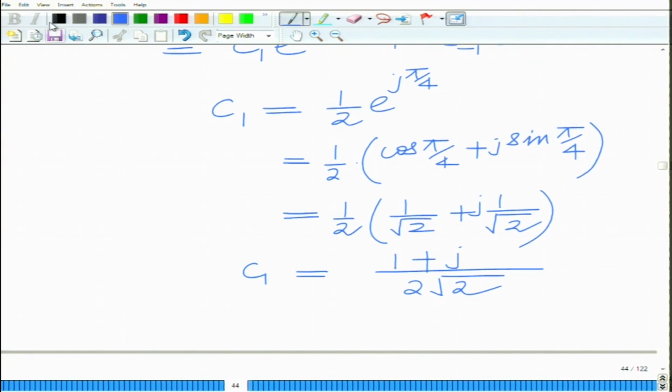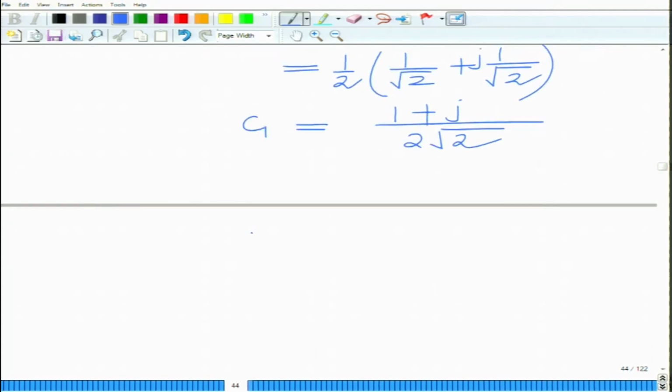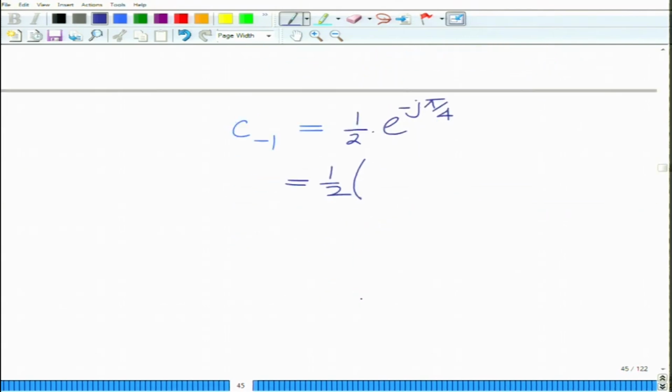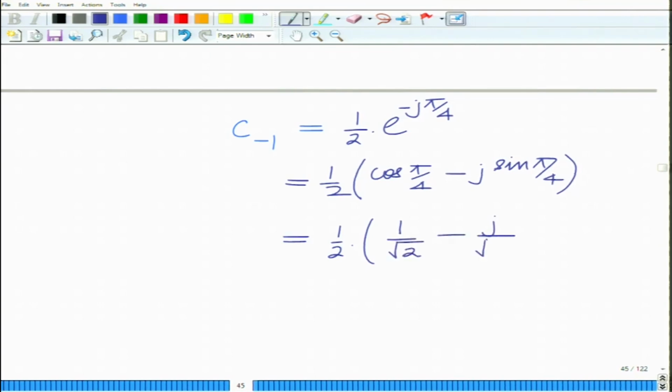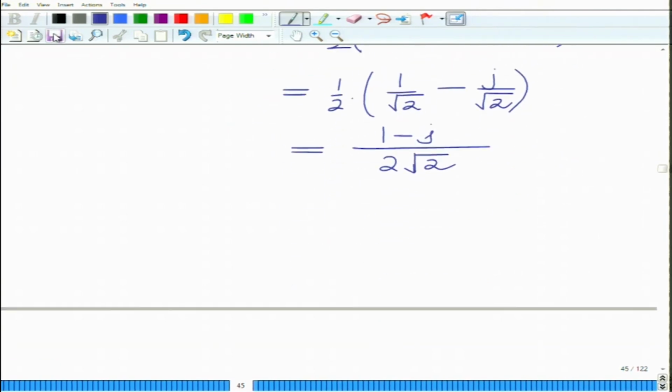Now, similarly, C minus 1, that is the coefficient of e raised to minus j omega naught t or minus j 2t in this case, equals half e raised to minus j pi by 4, which is half cosine pi by 4 minus j sin pi by 4, which is basically half times 1 over root 2 minus j over root 2, equals 1 minus j over 2 square root of 2.